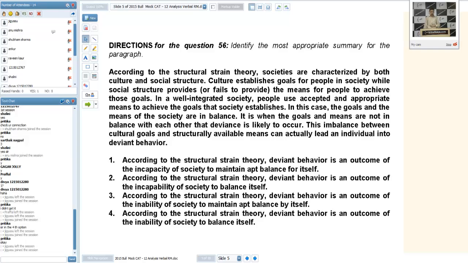Don't try to recall the answer. Try to think in a totally fresh way. Yes, guys, answer. Should I read the choices even? Okay. It says that first, according to structural strain theory, deviant behavior is an outcome of incapacity of society.